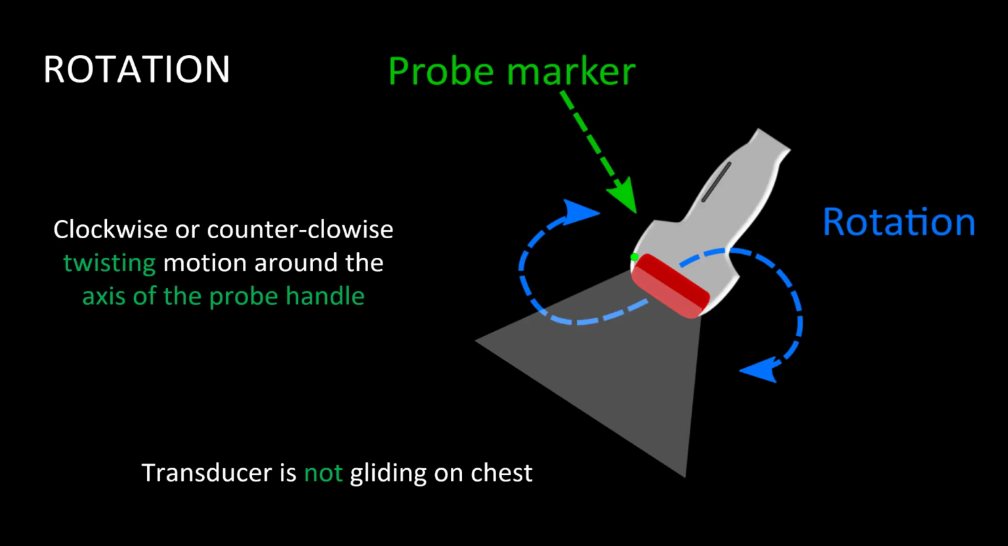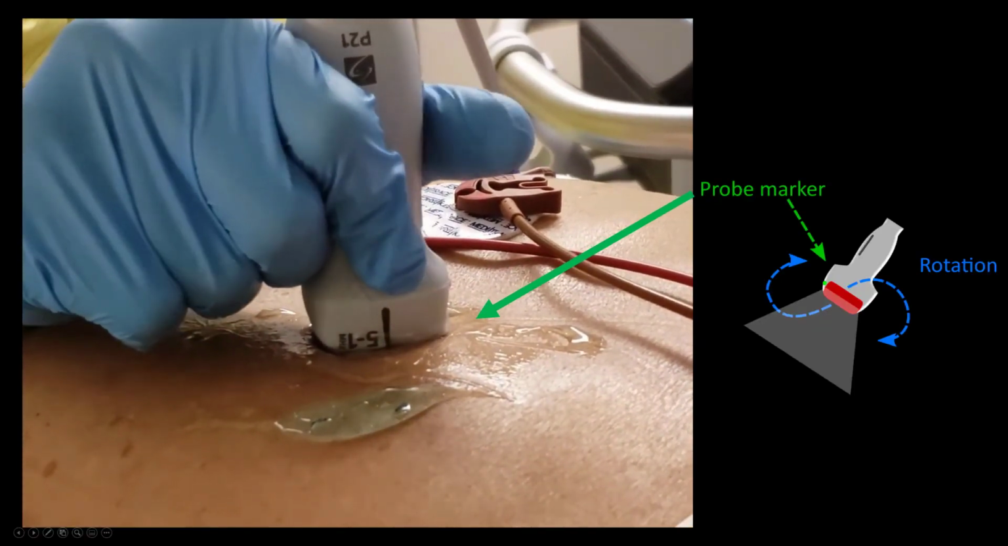The last motion we'll look at is rotation. This motion is quite clearly rotating the probe around the axis that goes from the head to the cable insertion, or the handle of the probe. This can be done clockwise or counterclockwise. There is no movement across the chest while this is being done. ASC also uses the convention rotate in a similar fashion. As you can see, rotation is done while staying in place.